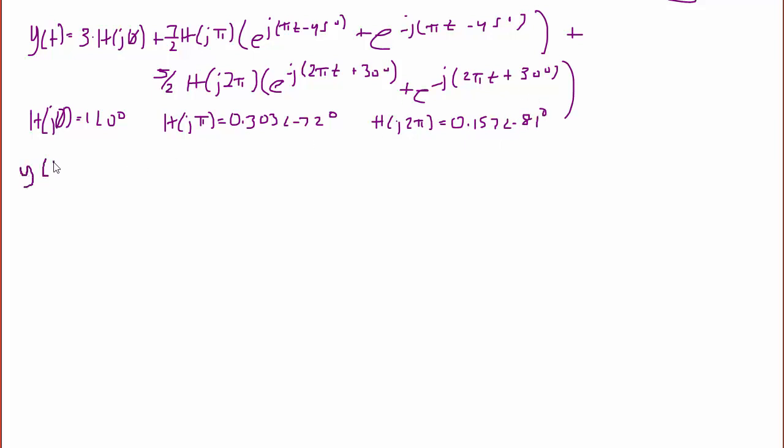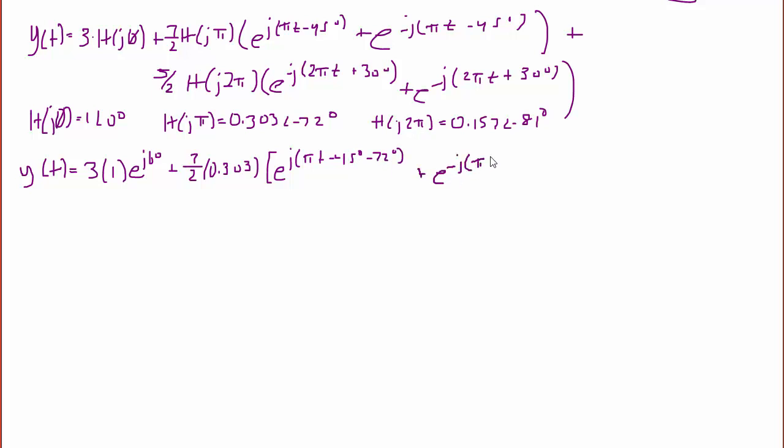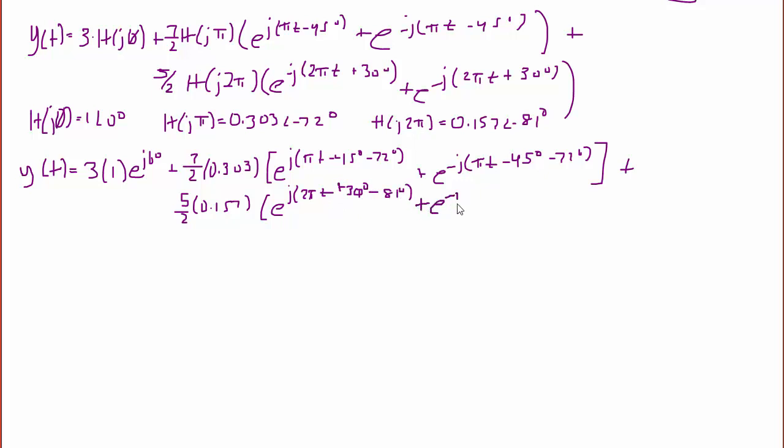So now we can write y of t as 3 times 1, and we know that it'll have an angle of 0, so I can just write that as e to the j 0 degrees, plus we will have 7/2 times 0.303 times the quantity e to the j(pi t minus 45 degrees minus 72 degrees) plus e to the negative j(pi t minus 45 degrees minus 72 degrees) plus 5/2 times 0.157 times the quantity e to the j(2 pi t plus 30 degrees minus 81 degrees) plus e to the negative j(2 pi t plus 30 degrees minus 81 degrees).